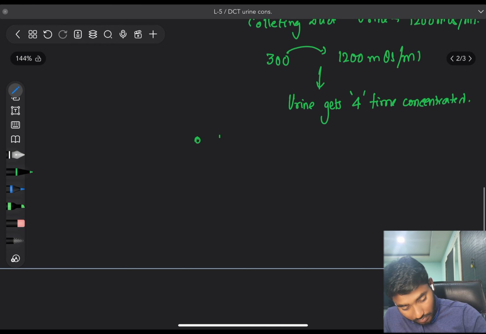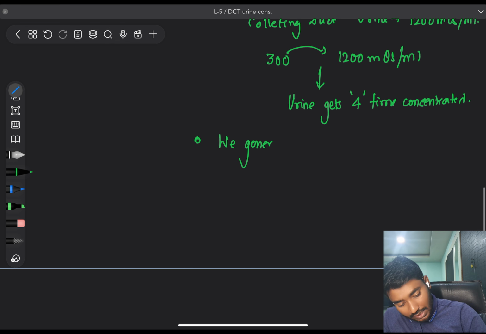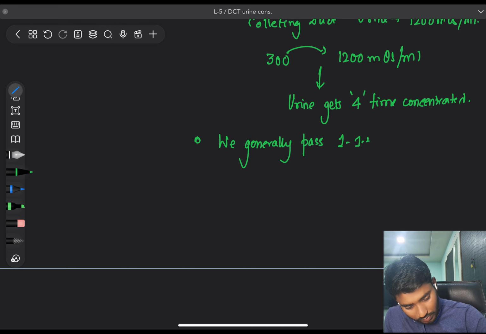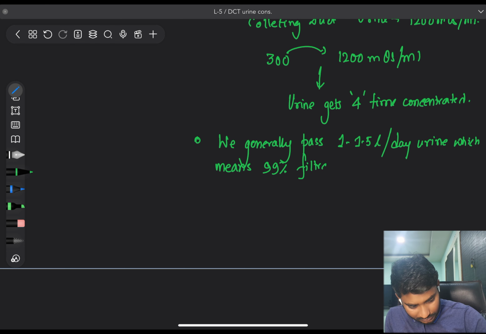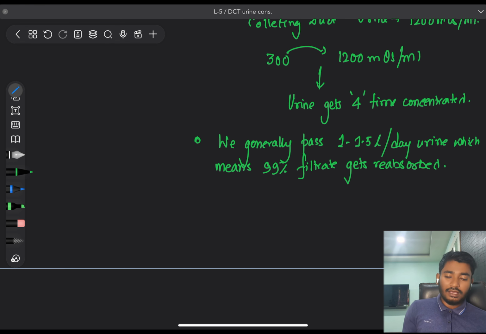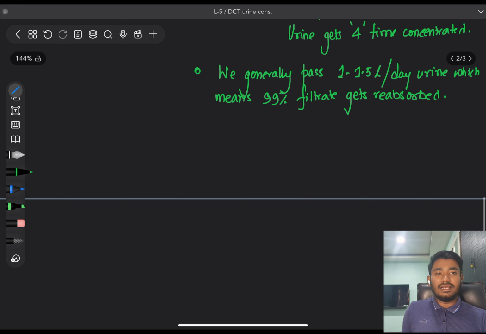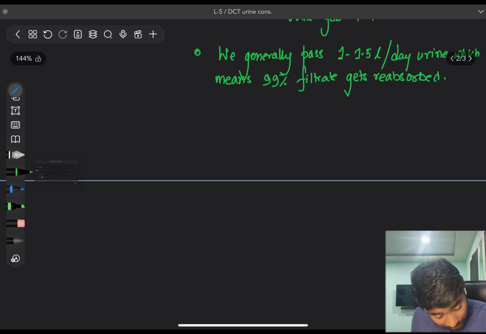Okay. Now we generally pass 1 to 1.5 liters of urine per day, which means 99% of the filtrate gets reabsorbed. Okay, so 99% of the filtrate gets reabsorbed. Now, some important points.